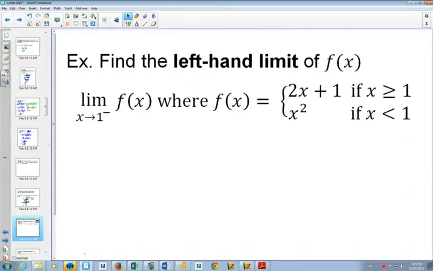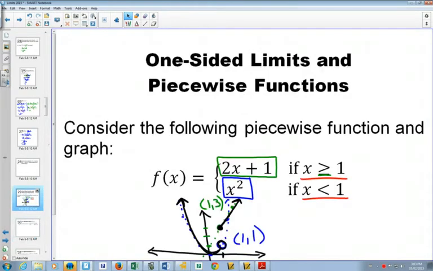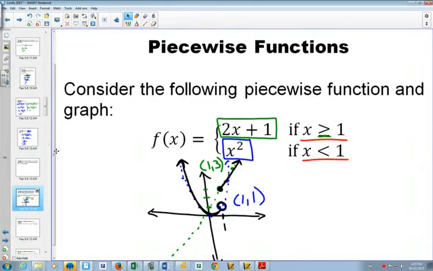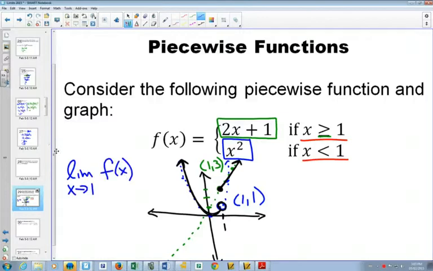So wherever there's a piecewise function and you have something that's a discontinuity, for example, in this last one, if I said, what is the limit of f of x as x approaches 1? Well, we have a problem.